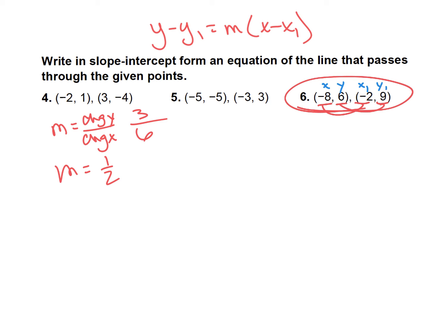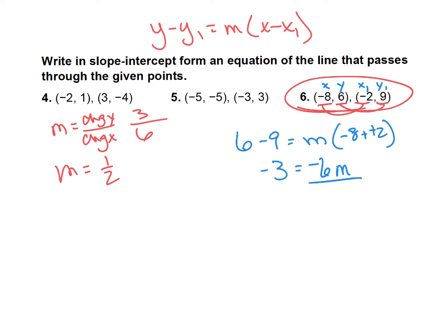So I'm going to do 6 minus 9 equals m times negative 8 minus a negative 2. I'm going to double dash. 6 minus 9 gives me a negative 3. Negative 8 plus 2 gives me a negative 6 times m. Divide by negative 6. Negative divided by negative is a positive, and I still get 1/2.